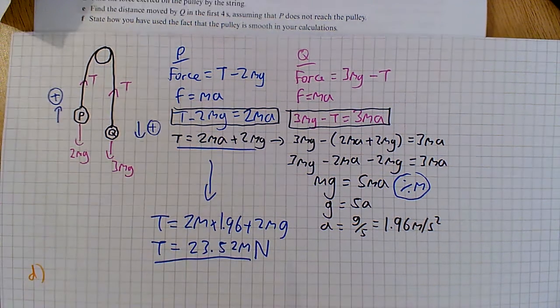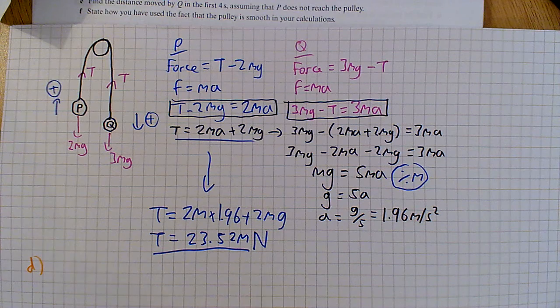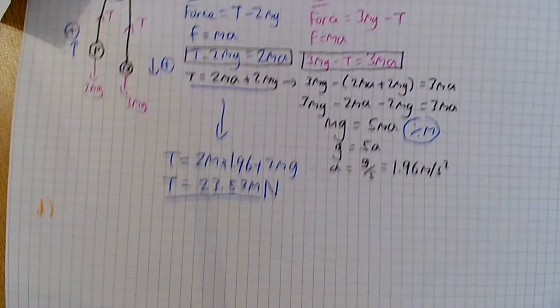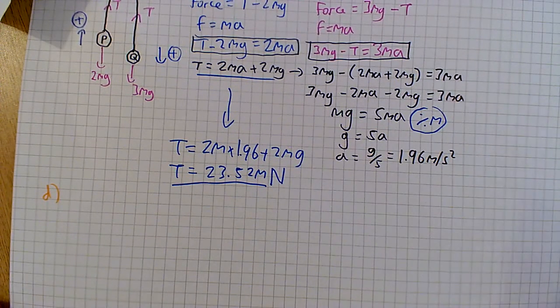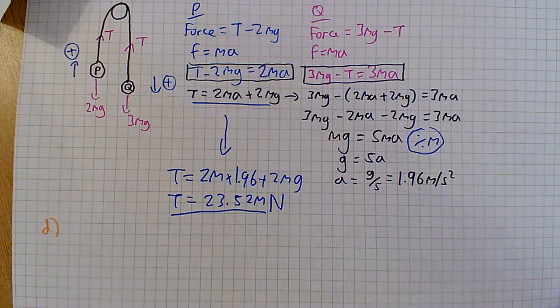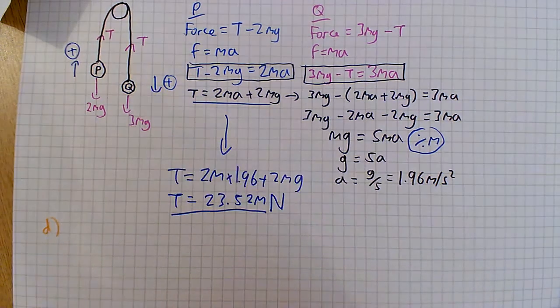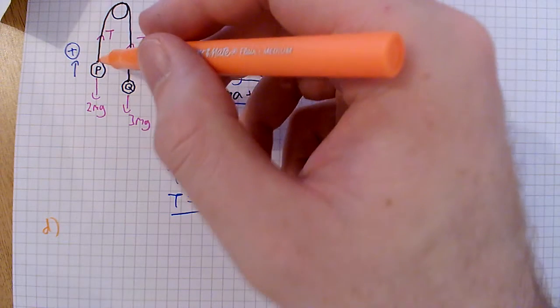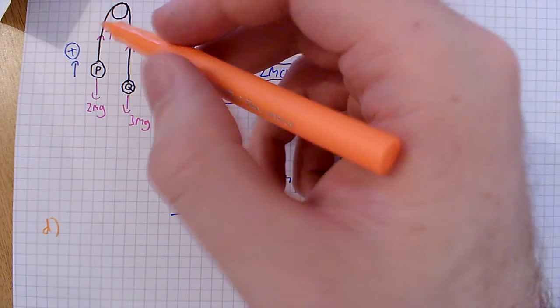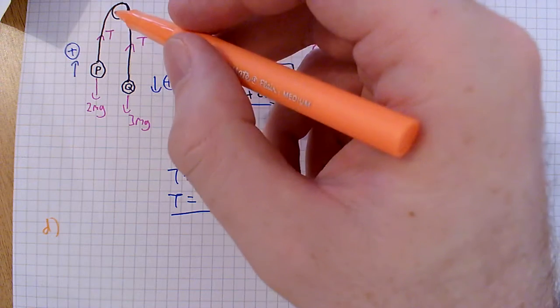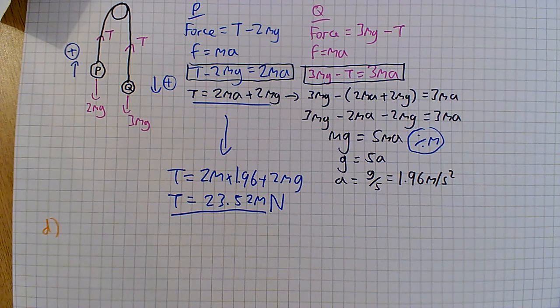So part D asks us about the pulley. It says find the force exerted by the pulley on the string. Now you've got to think about what's happening with the pulley. The pulley is having the string pull down on it. So although the tension is pulling the P and the Q up, the tension is having a downward force because it's taking the whole weight of the whole string from objects P and Q.